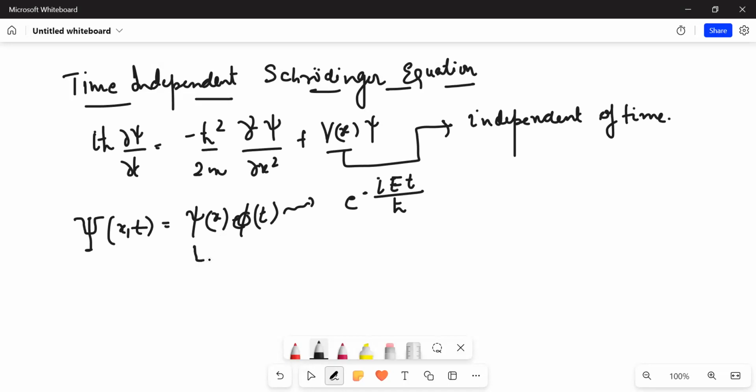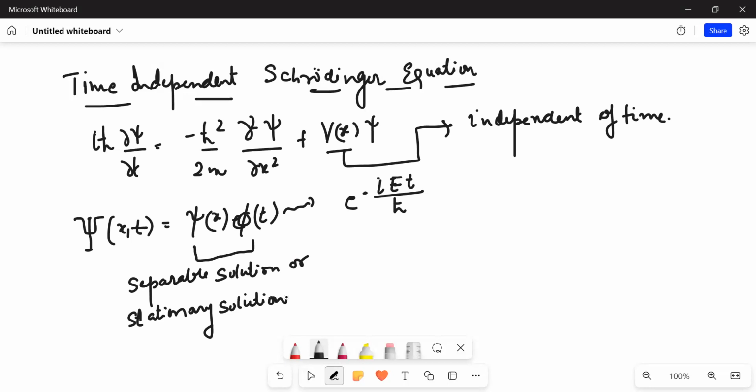This kind of solution is called the stationary state or separable solution. So you'll find this written as separable solution because it uses the method of separation of variables, or this is also known as stationary solution or stationary state. Now, why it is called a stationary state, we have discussed. Let us just do it in brief as a manner of recapitulating what we've done so far.